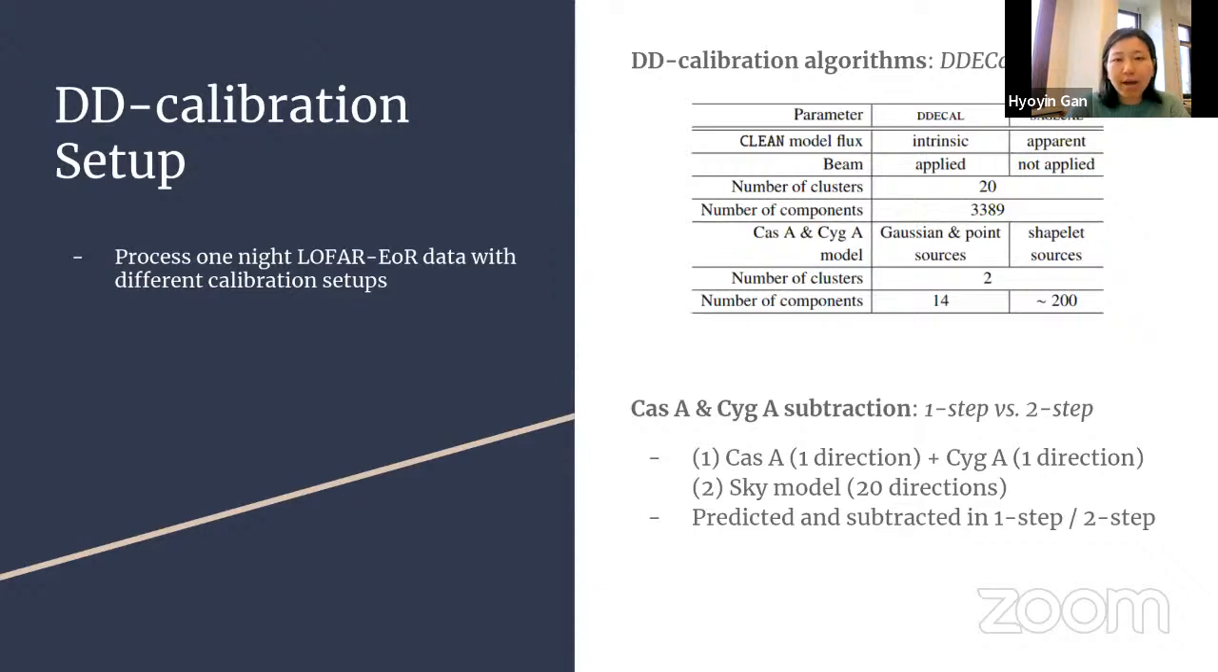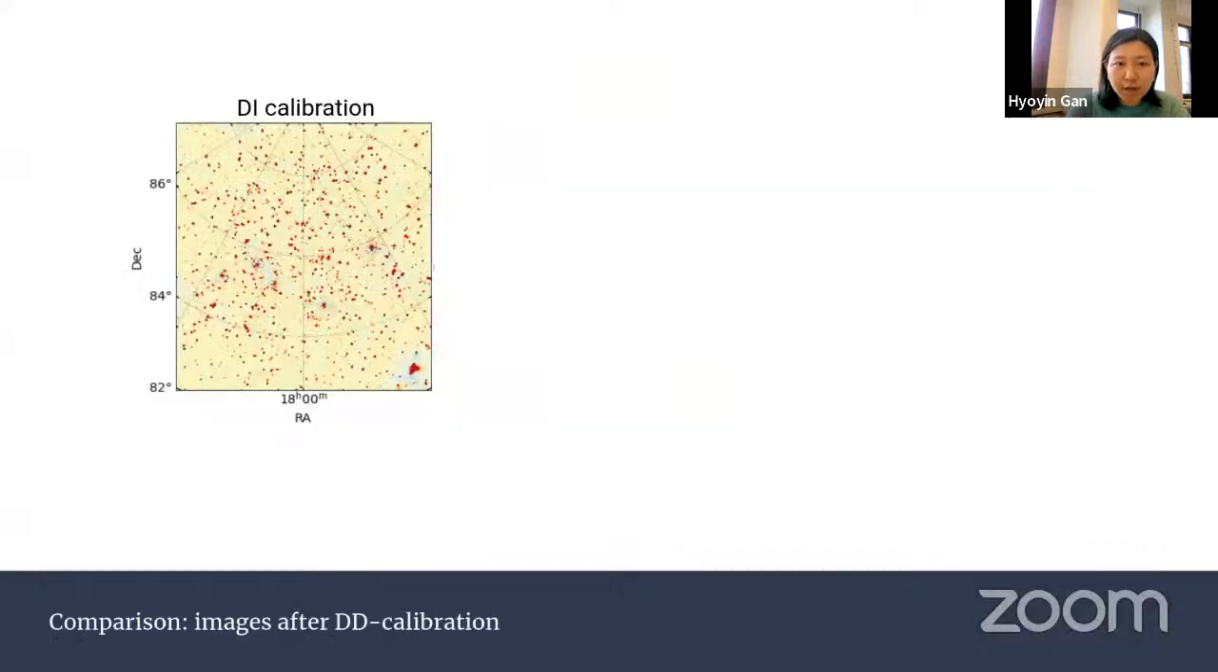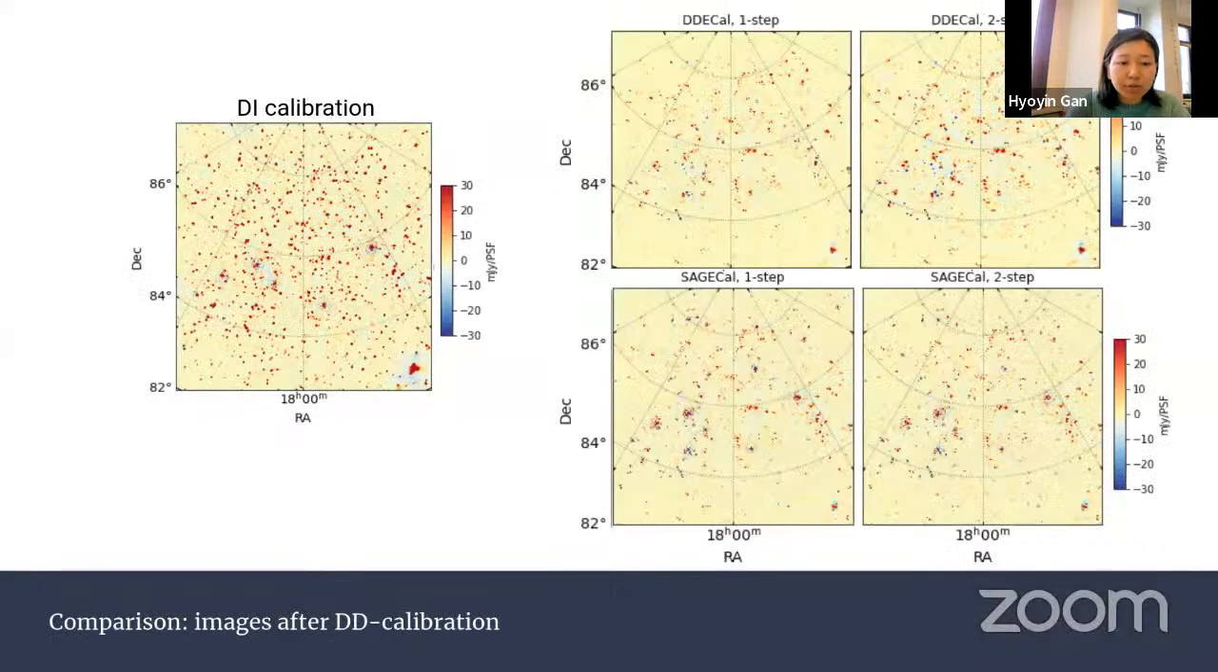So here we have two different calibration algorithms and two different approaches for subtracting Cassiopeia A and Cygnus A. And that means in total, we have 4 cases to study. And now I'm going to show the results.